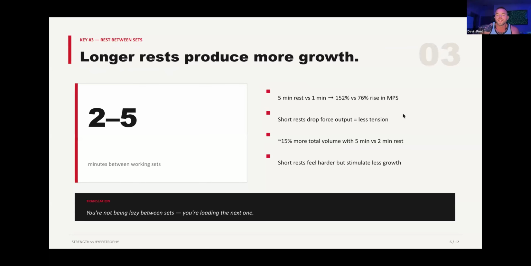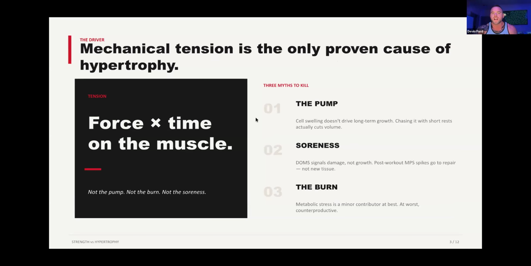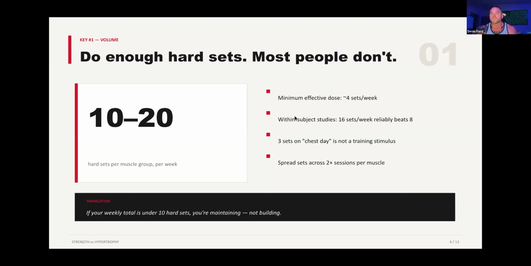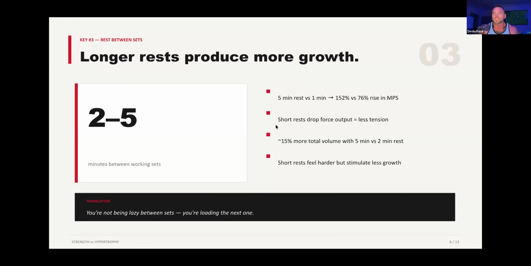Okay, and they've done a bunch of research on this that it usually accumulates to about 15% more total volume. So basically the amount of reps that you're doing, or the amount of time that you're moving that weight for, is going to be around 15% more, which is why it's leading to such a bigger increase in muscle protein synthesis. Okay. So even though short rests seem cool, right? It gets your heart rate up, it makes the muscle burn, it means nothing. Does that make sense? Okay.